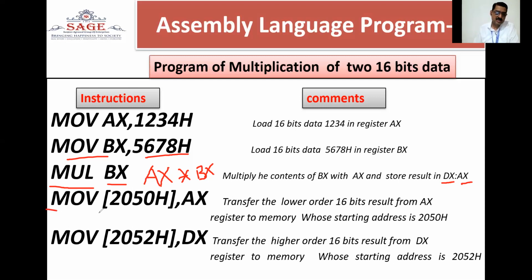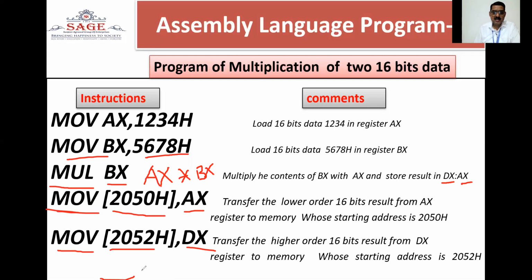Now this result can also be transferred to memory by using the MOV instruction. Here, MOV [2050H]: the square bracket 2050H represents the memory location. So the contents of the AX register will be transferred to the memory whose address is 2050H. Again by using the MOV instruction, the contents of the DX register will be transferred to the memory location 2052H. After storing the result, we write the end of the program, HLT. Halt is the end of the program.